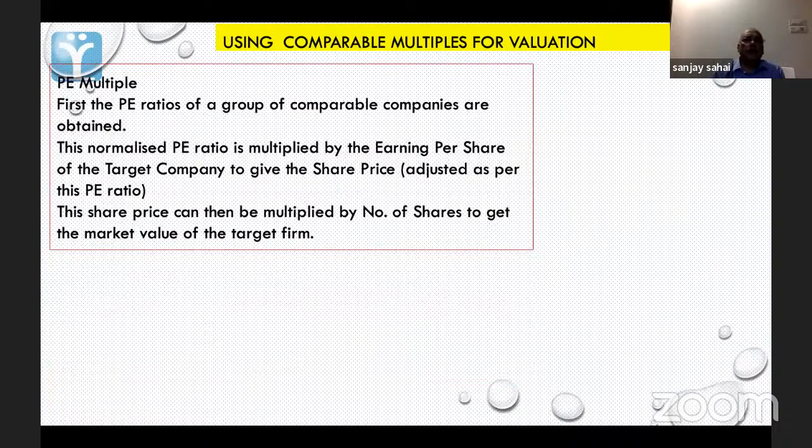Now, first, of course, we are looking at the P ratios, the P multiple. So how do we get the P ratio? We look at the market price per share and we divide that by the earning per share. If I know the profit of my company, and I divide that profit by the number of shares, I will get my profit per share.